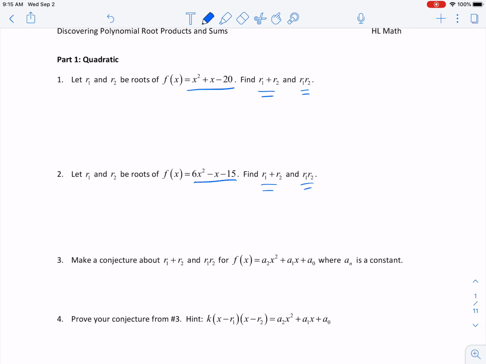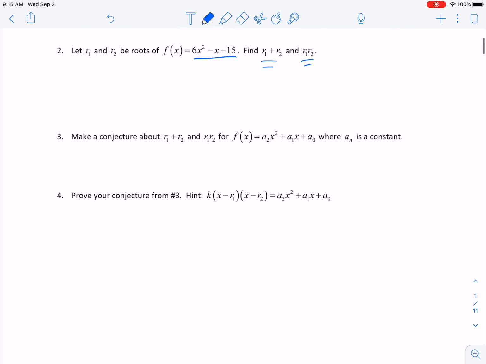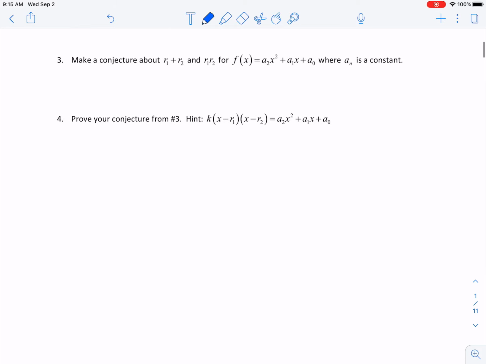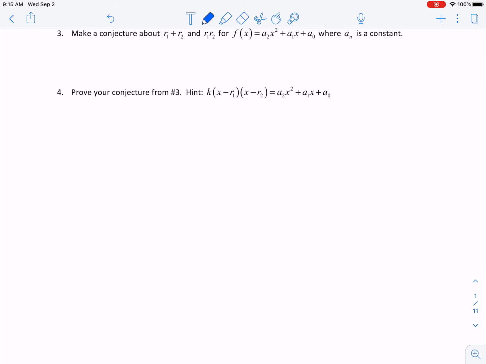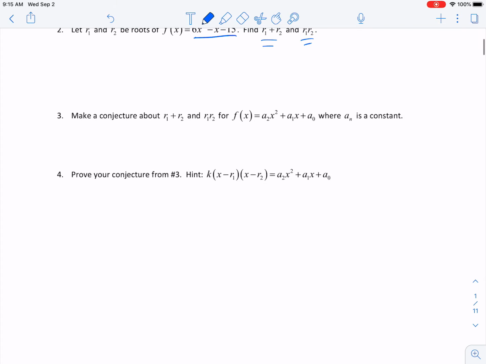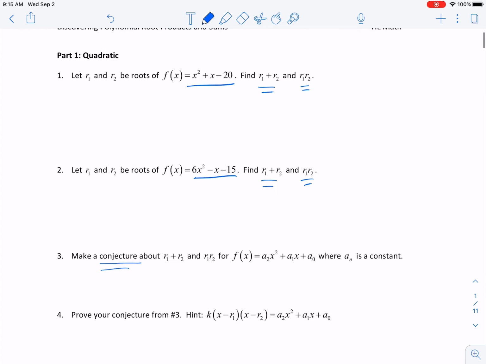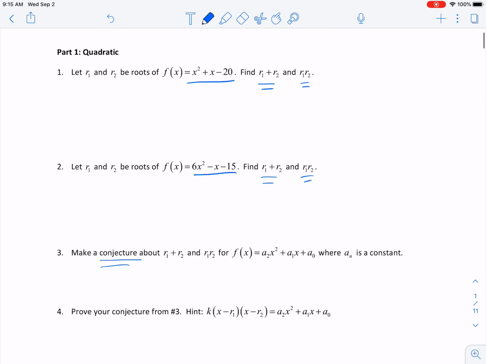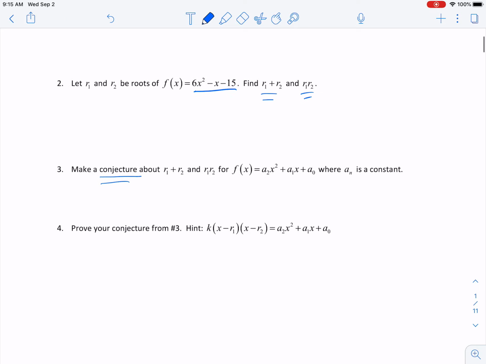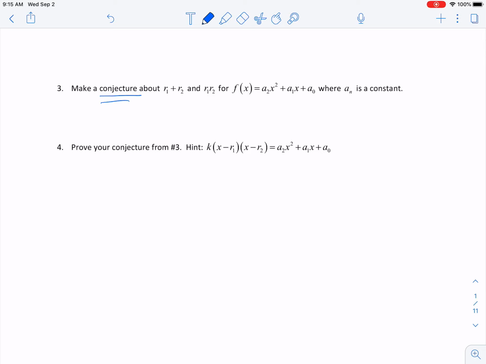Now you're back. On the next one, this is a chance for us to do a proof. IB is really big into proofs. They want you to prove what you just found. Before that, the conjecture is: what do you think is happening? Can you write a rule? Can you write a formula? Can you make a guess as to what these previous examples led you to believe? That's your conjecture. And then in part 4, you are going to actually prove that conjecture.